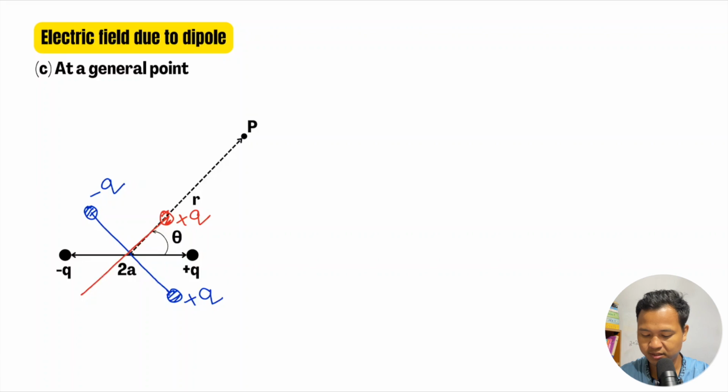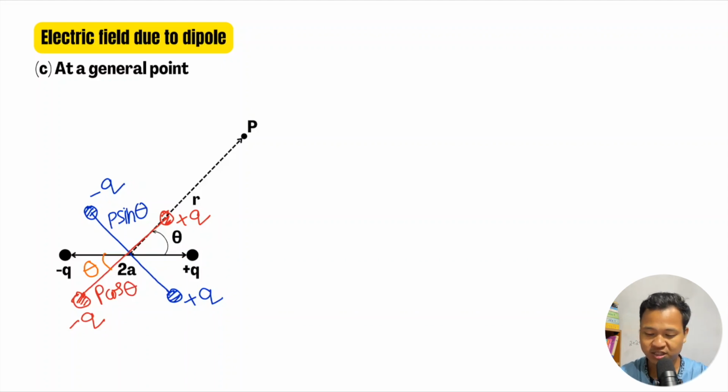Plus q here, minus q there. The angle here is theta. So that means this line, this angle is opposite to this angle, so this is theta. So this component is p cos theta, and this one is p sin theta. So this is p sin theta, and the other is p cos theta.